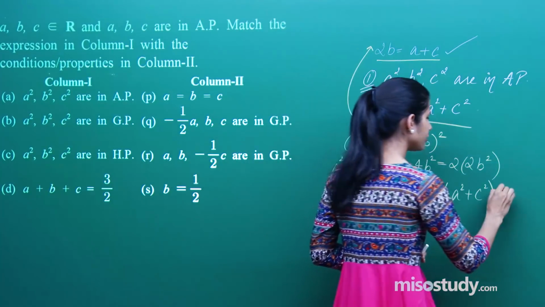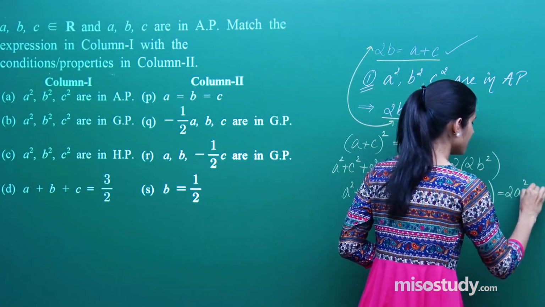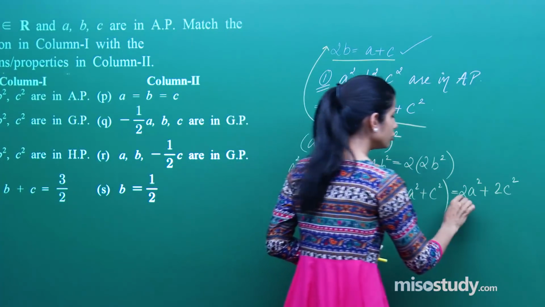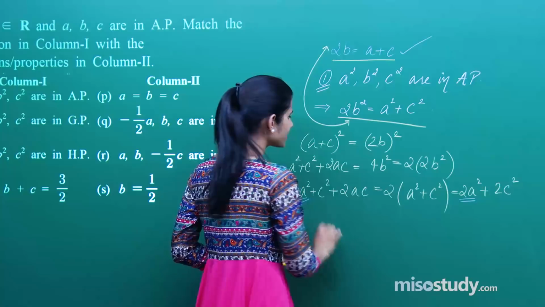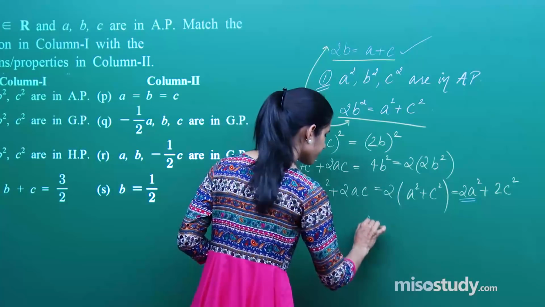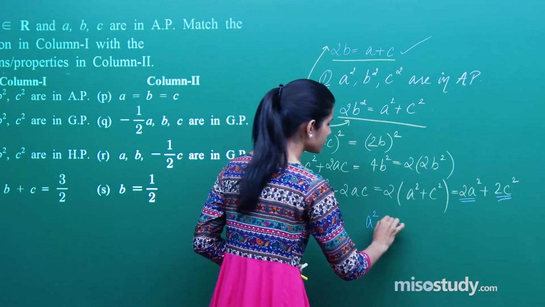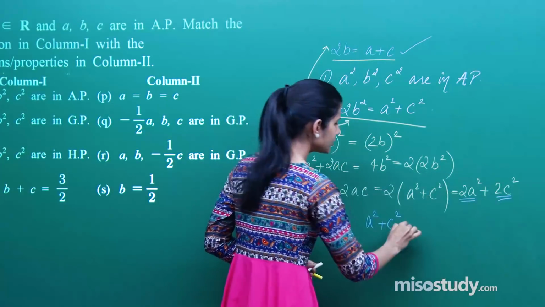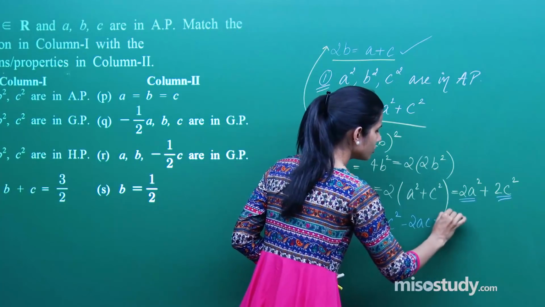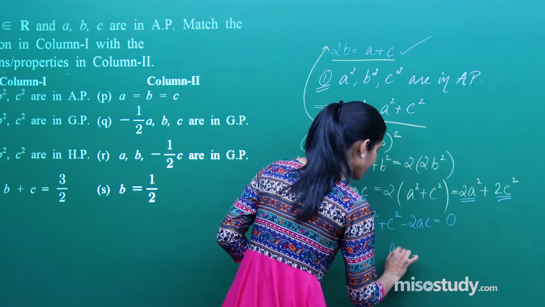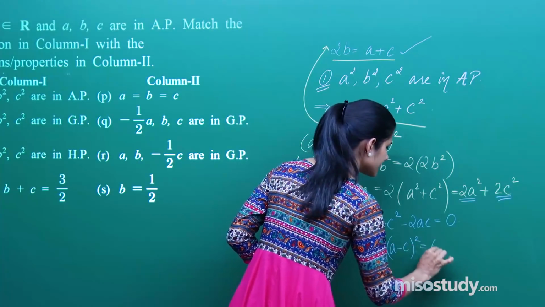And on the right hand side you have 2A square plus 2C square. Now please understand, 2A square minus A square gives you A square. 2C square minus C square gives you C square. And minus 2AC is equal to 0 is what you get after resolving. So this gives you (A minus C) whole square is 0.